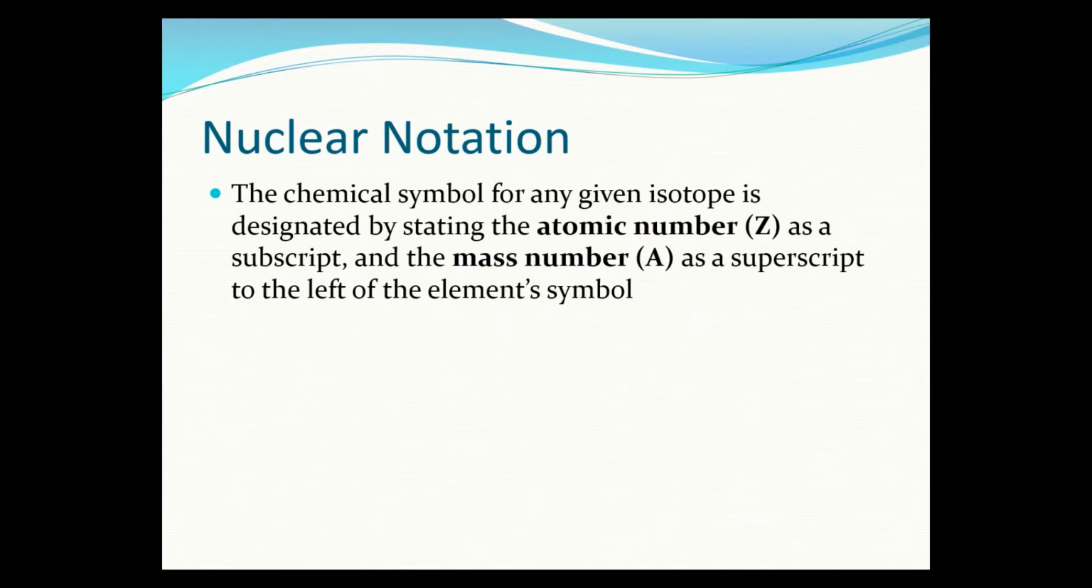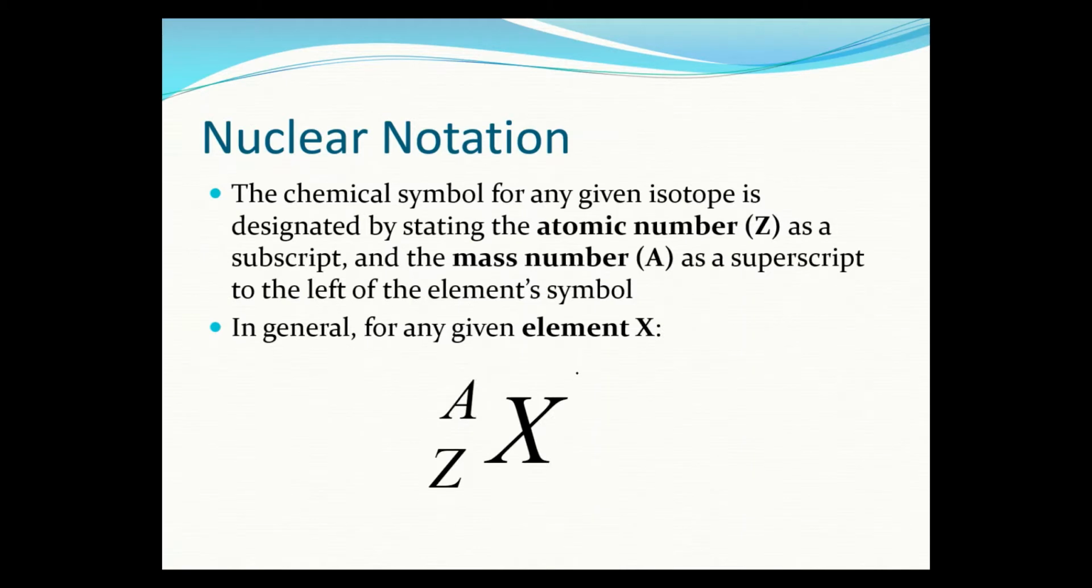Okay. So nuclear notation. The chemical symbol for any isotope is designated by stating the atomic number in subscript, the mass number in superscript, and then the element symbol, which we call X. So this is nuclear notation. It's not that confusing. If we took beryllium, we take our symbol, and this A represents our mass number. We said it had a mass of 9, so we put the 9 up top. And this bottom number represents the number of protons, and we said that had 4 protons. So bottom number is protons, top number is mass number.